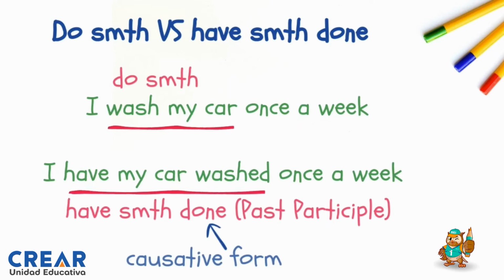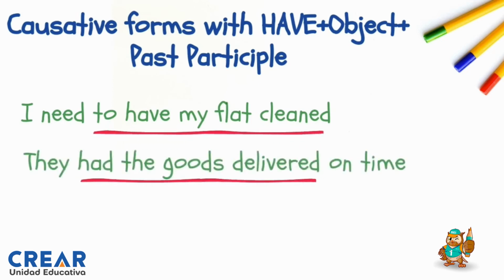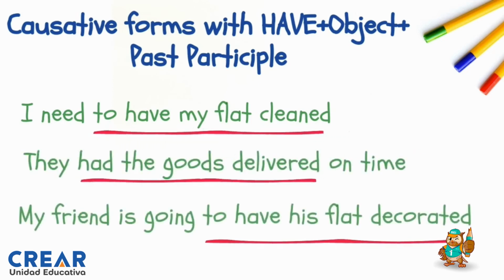Okay, let's continue, my dears. Let's continue learning about it. Then we have the causative forms with have plus the object plus the past participle. We have: I need to have my flat cleaned, right? They had the goods delivered on time. My friend is going to have his flat decorated.